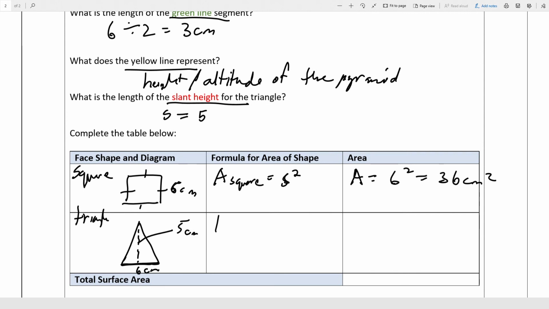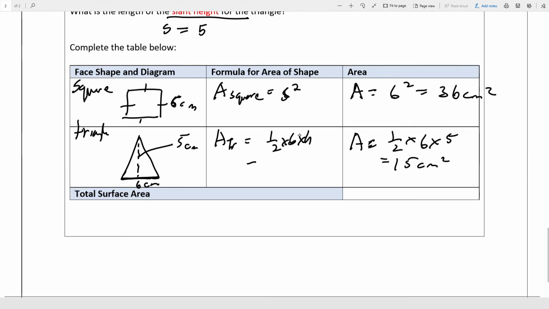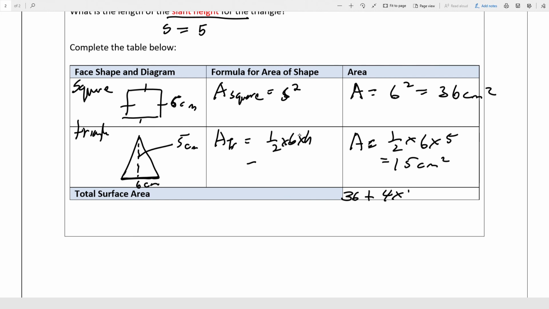centimeters. So remember the area of the triangle again is half base times height. And then we're going to calculate the actual area, which is half times base, which is 6, times height, which is 5, which is equal to 15 centimeters squared. So our total surface area is going to be 36, that's the surface area of the square, plus 4 times the surface area of the triangle, because there's 4 of them. So altogether, 96 centimeters squared. And that's the answer.